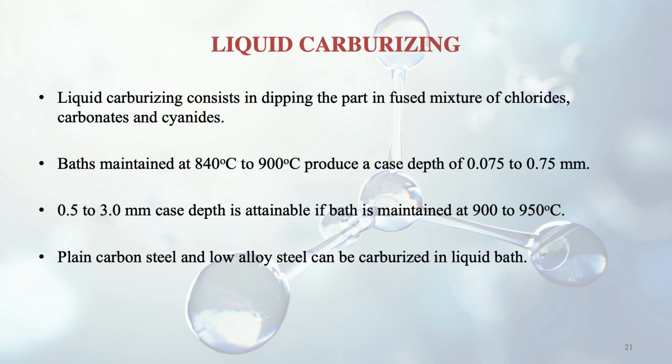Plain carbon steel and low alloy steel are the two things which can be carburized in the liquid bath. So not everything can be done. What are the two things here? Plain carbon steel and low alloy steel. We can use this liquid carburizing process.